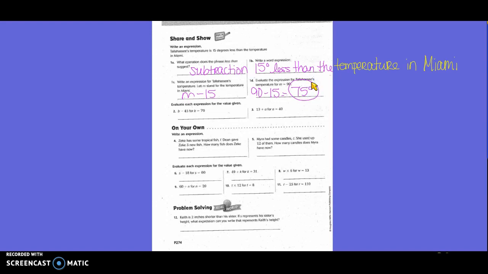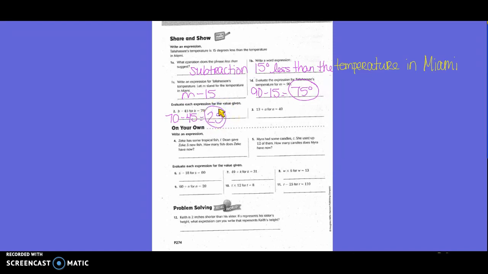Evaluate each expression for the value given. So they said B minus 45 and they said B would be 70. So what am I going to replace B with? 70. So 70 minus 45 equals what? If I took 5 away, I'd be at 65, right? If I took 40 away, I'd be at 25.